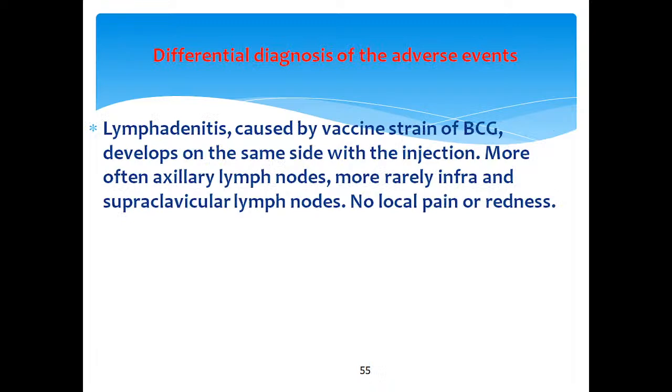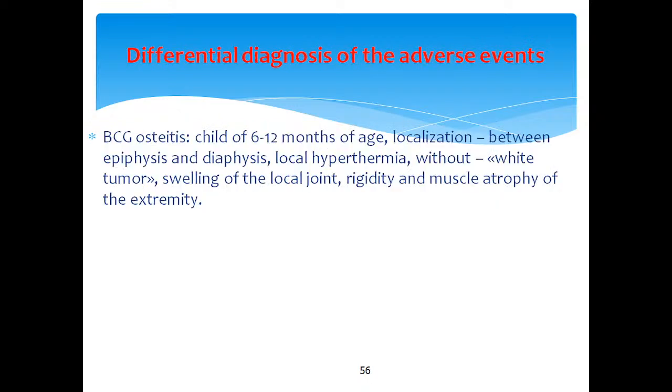Lymphadenitis caused by the BCG vaccine strain develops on the same side as the injection, more often in axillary lymph nodes, more rarely in infraclavicular and supraclavicular lymph nodes, without local pain or redness. BCG osteitis: a child of 6-12 months of age, localization between epiphysis and diaphysis, local hyperthermia, swelling of a local joint, rigidity and muscle atrophy of the extremity.